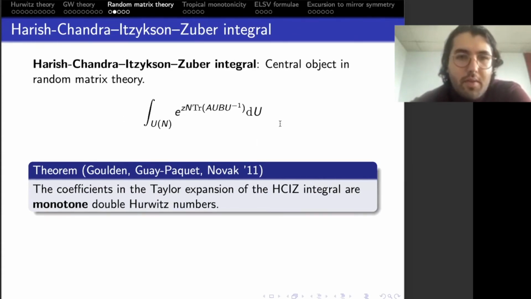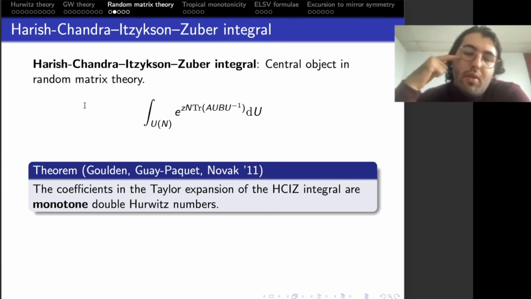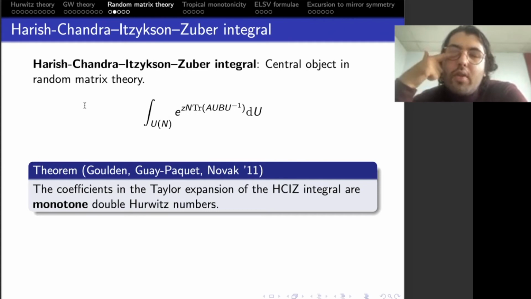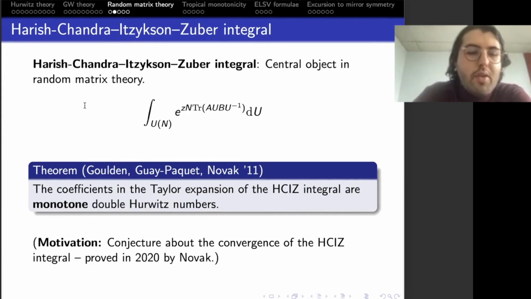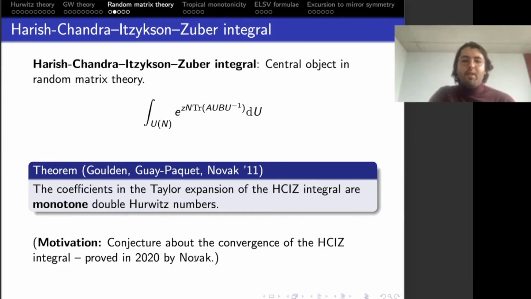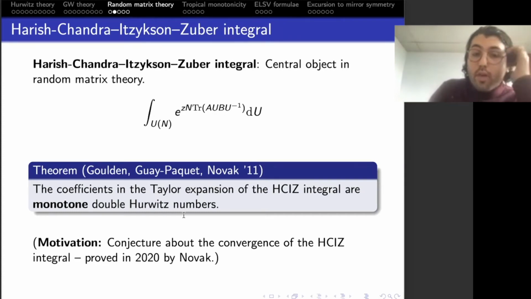So if you look at the Taylor expansion of this strange object from an algebraic geometer's point of view, you simply look at the Taylor expansion. The coefficients in this Taylor expansion may be expressed in terms of something which looks like a double Hurwitz number, essentially. The original motivation for this theorem was to prove a conjecture about the convergence of this integral here, which was ultimately proved using these monotone double Hurwitz numbers in 2020 by Novak. But since this theorem in 2011, the study of monotone double Hurwitz numbers has taken a life of its own, and this is essentially where also my research starts. So my research starts in some sense with this theorem right here. Okay, so to explain this, I first want to tell you what monotone double Hurwitz numbers are.